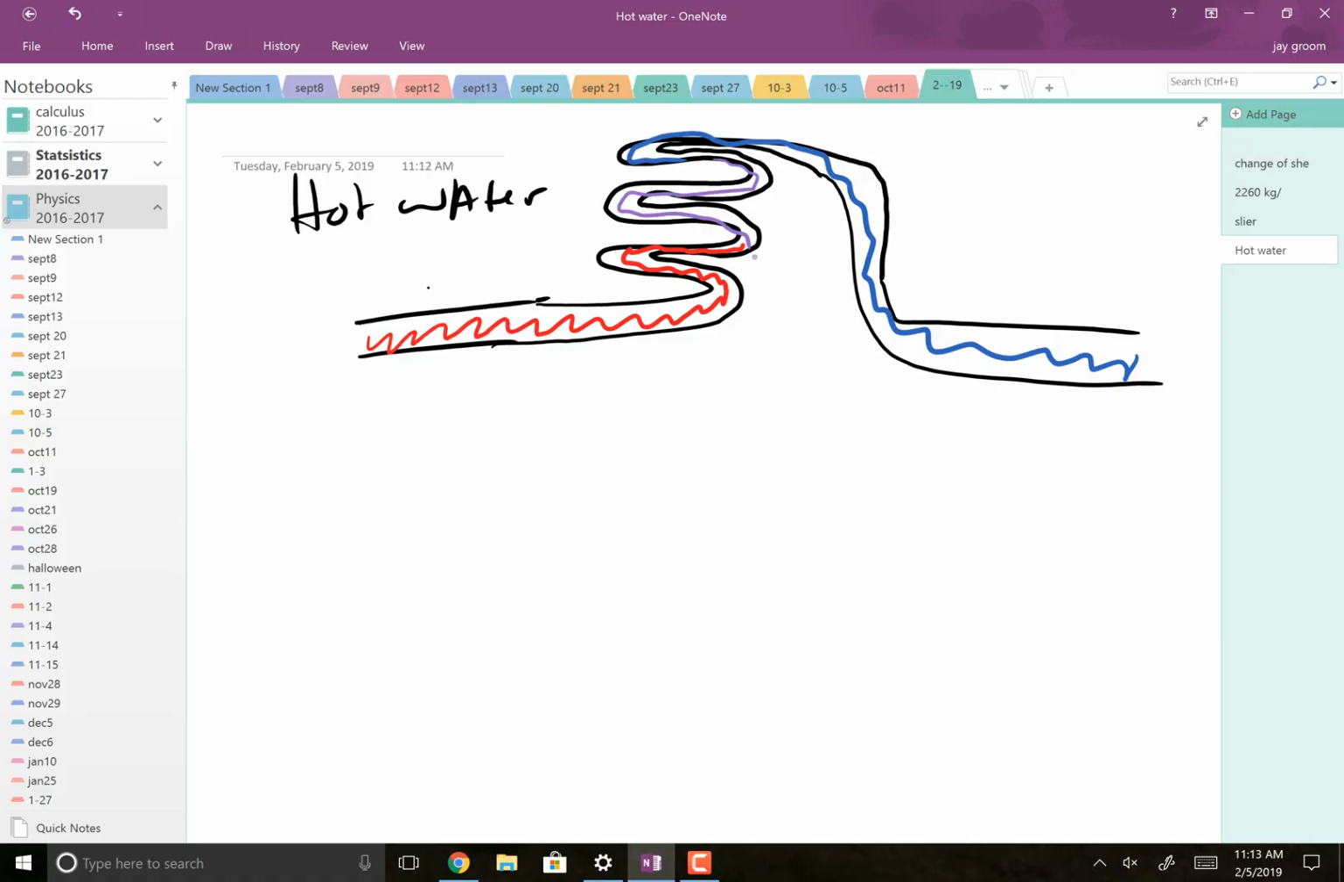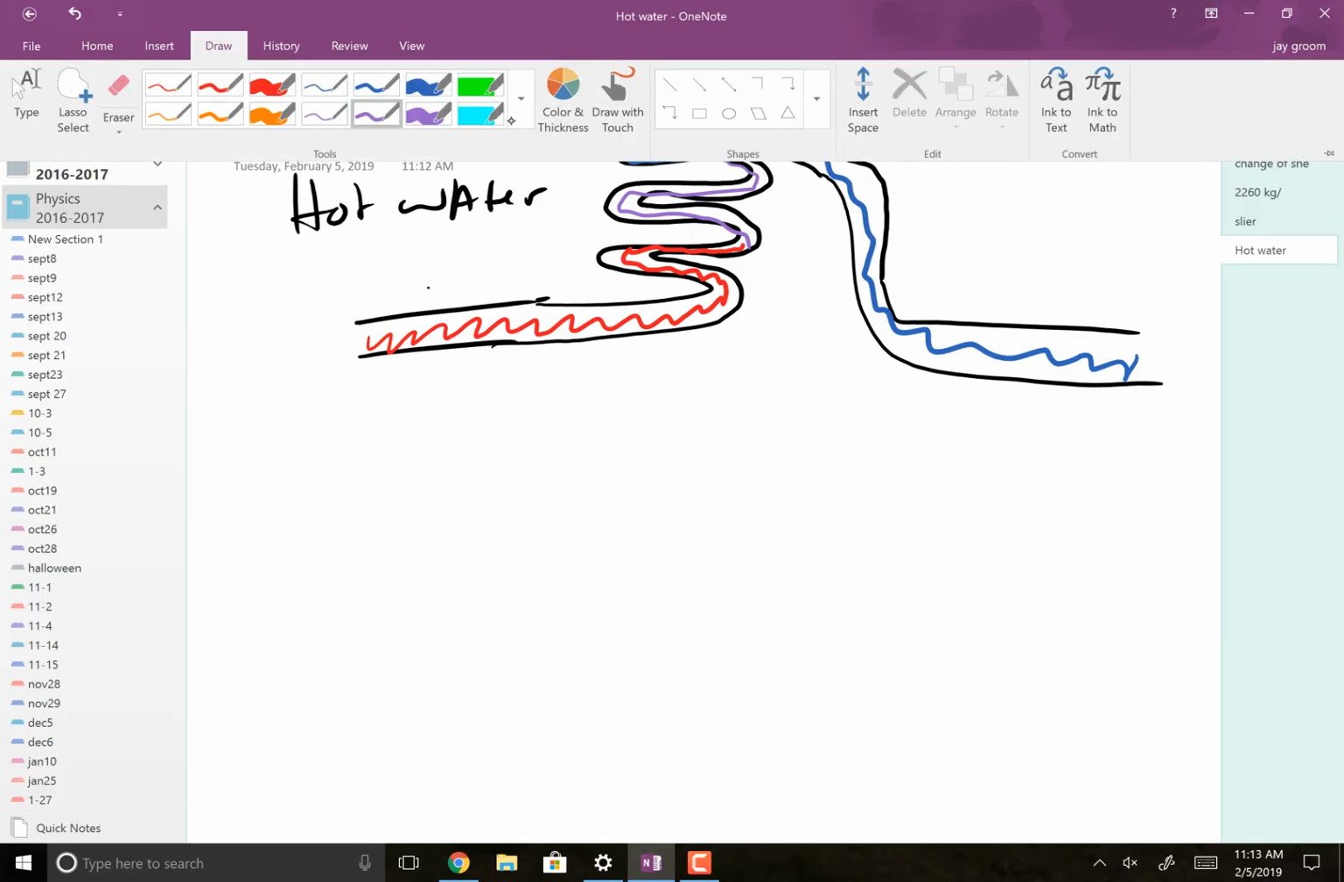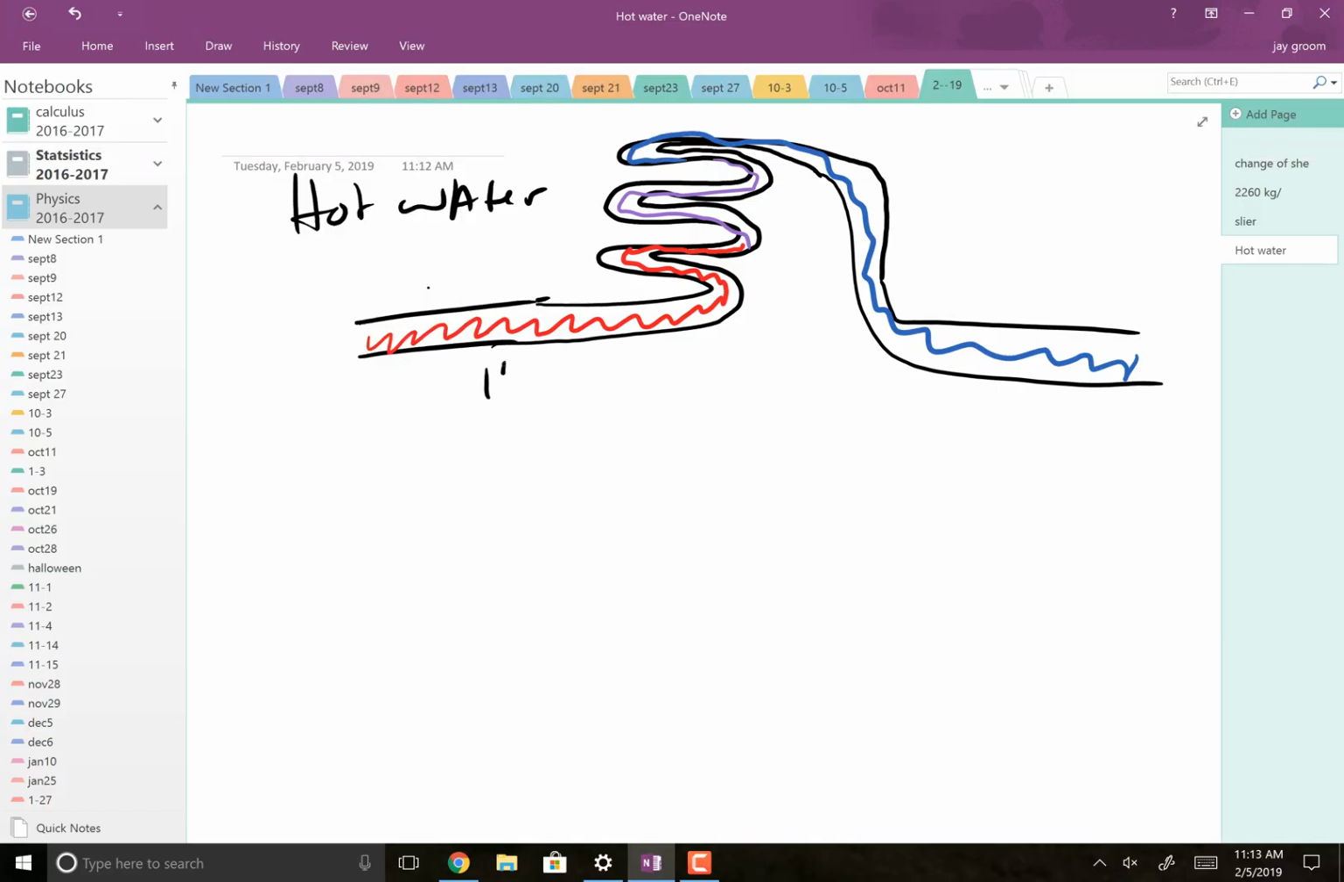So, hot water coming in. Hot water in. Cold-ish water out. That's cool. And so it comes in at 70 degrees C. By the way, that's not real hot. It leaves at 40 degrees C. Now, that's not real cold.